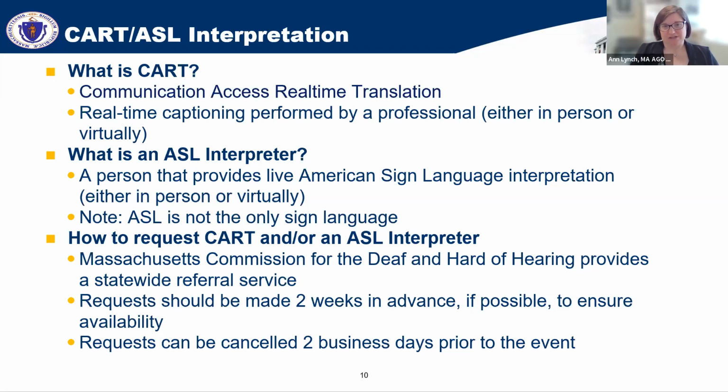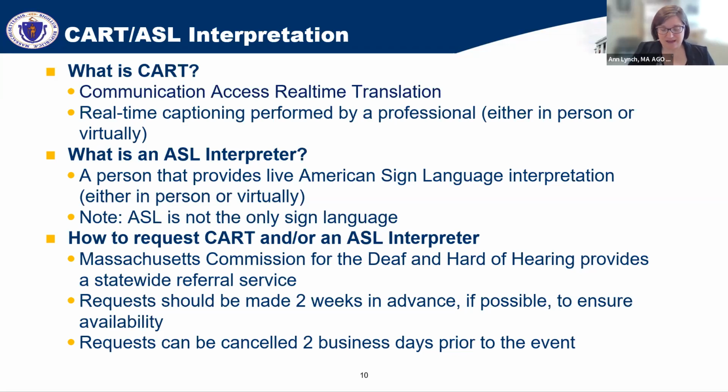Whereas ASL interpretation is a person who provides American Sign Language interpretation. And there are other sign language interpreters out there for other sign languages. And both CART and ASL can be done either in person or virtually. So here for this meeting, the CART is being done virtually. We could have a virtual ASL interpreter, but we can also have meetings where the ASL interpreter is live. And if there's also remote participation, we could pin the ASL interpreter on the screen to provide remote access to the live interpretation. And as Julia already mentioned, it's really important to think about CART and ASL interpreters really early.